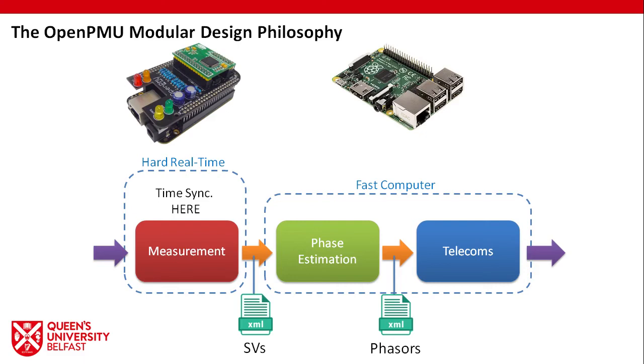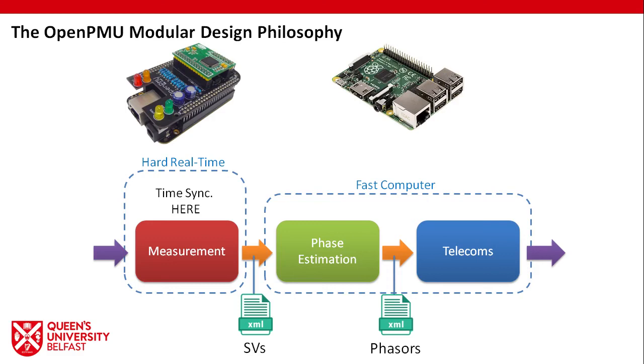Intermodule communication is achieved in OpenPMU using XML datagrams. The XML datagrams are streamed using UDP. The XML datagram from the measurement block contains the sampled values, and the XML datagram from the phase estimation block contains the phasors. Using multicast, it's possible for many modules to concurrently subscribe to the XML datagrams of each module.